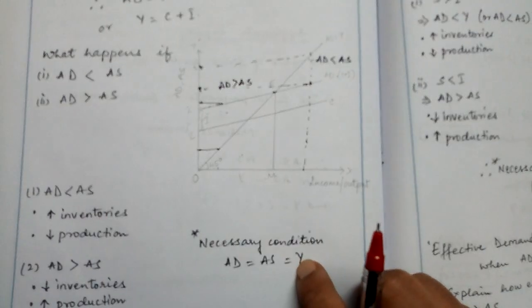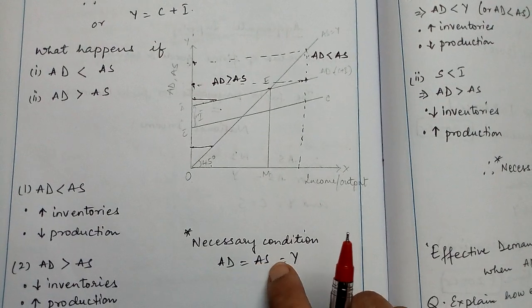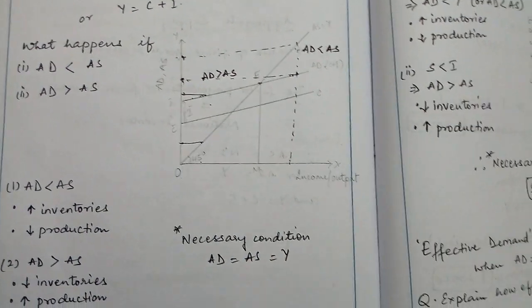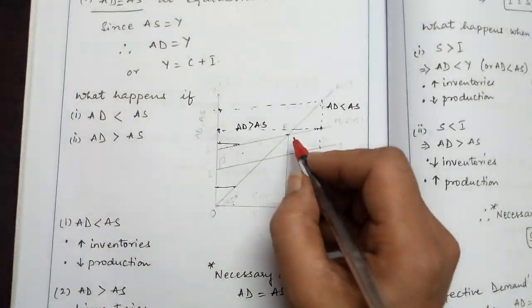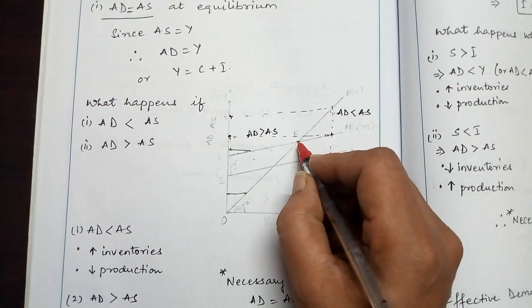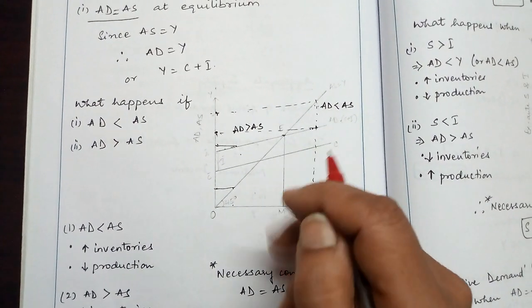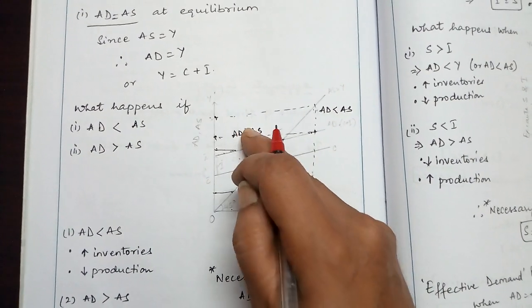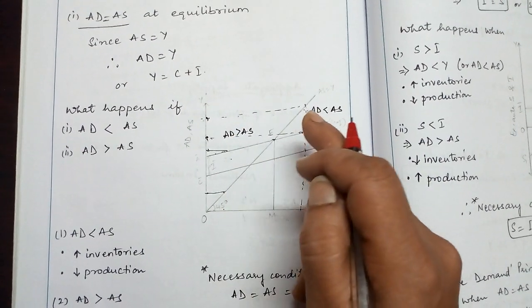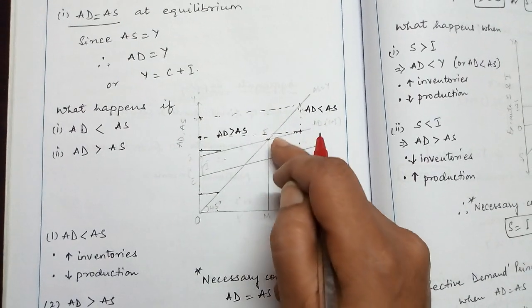So the necessary condition for equilibrium is AD is equal to AS, which is equal to Y. The point at which AD is equal to AS is also called the effective demand. Effective demand refers to that level of income or output where ex-ante aggregate demand is equal to ex-ante aggregate supply. That is, AD is equal to AS.